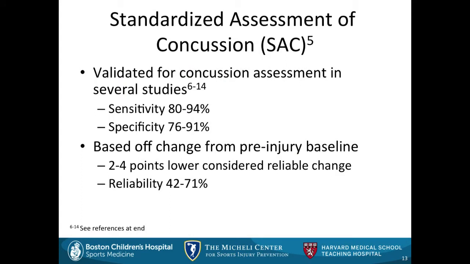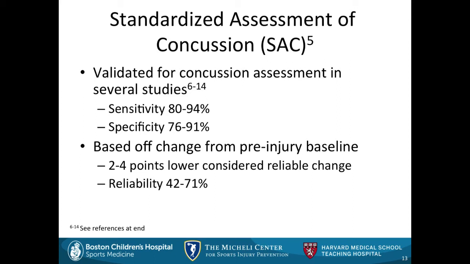So if you look at the numbers for the standardized assessment of concussion, it's been validated in a whole host of studies with sensitivity anywhere between 80 to 94%, specificity between 76 and 91%. And when you're looking at the reliability of this, you're talking about change from a baseline.